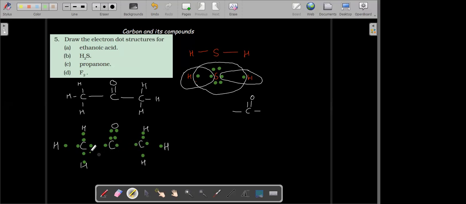Check for carbon. So here, carbon has four valence electrons, which is represented. Second carbon also has four electrons, which are represented. This carbon also has four valence electrons, which are represented. What about the oxygen? Are all the valence electrons represented? No. So how many electrons are remaining?